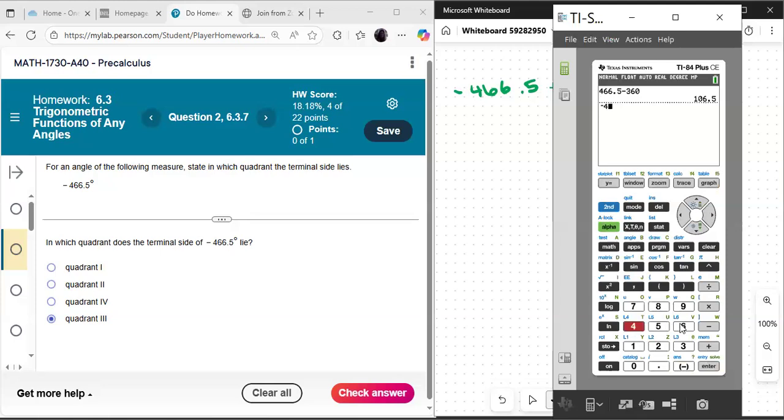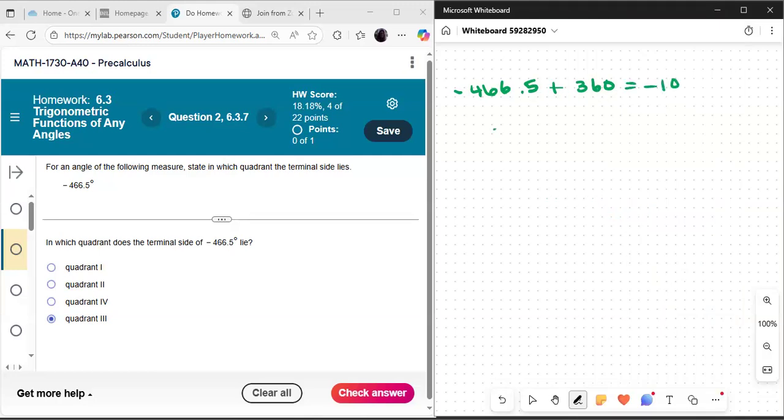So we have negative 466.5 plus 360, which is negative 106.5. To find that angle, we're going to start here, and we're going to go, here's 90, here's a negative 90. And so we're just going to go a little past negative 90. And so here is our reference triangle, which is in quadrant 3.